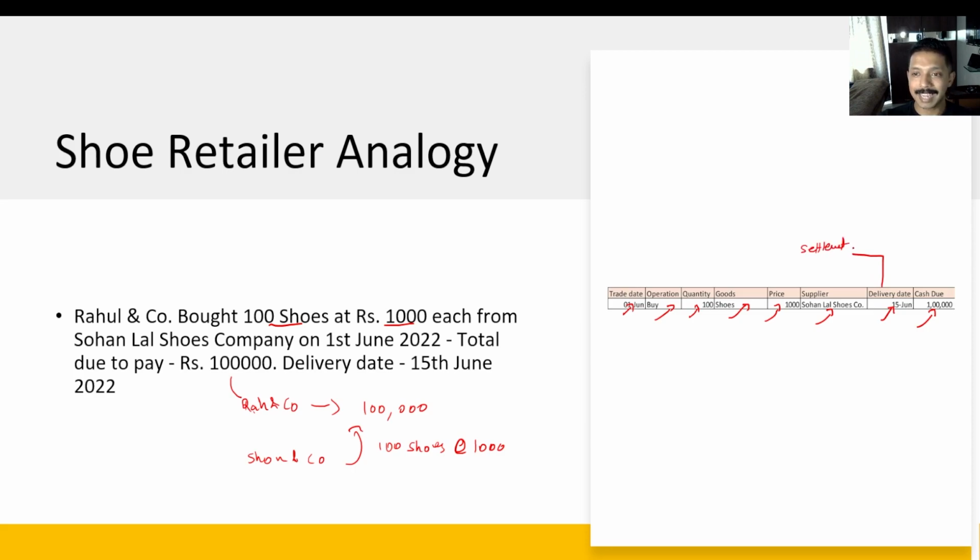That means you will get what you ordered. Similarly, you can see this is the purchase price, this is the trading quantity, and this is the trade date. So this is the date when you actually execute it.